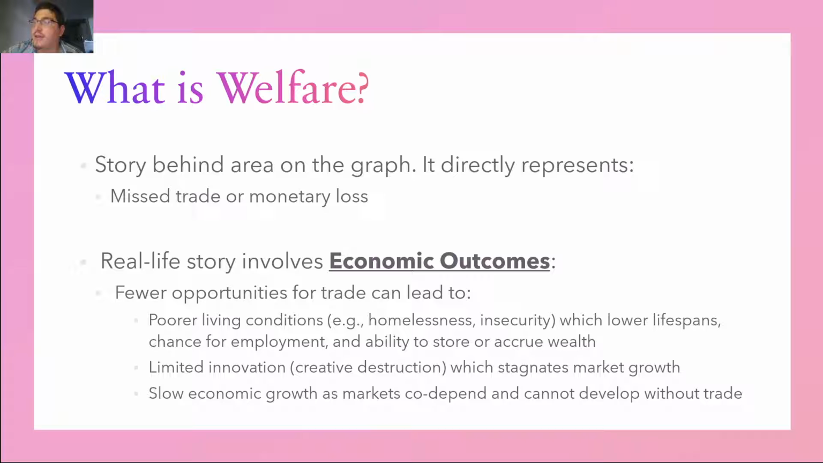Markets codepend. They depend on many other markets. The home market, right? Almost all employment depends on the housing market. If you want to hire workers, they need a place to live. If they can't find a place to live, they can't work. It's as simple as that. So it's going to limit economic growth. It's going to limit all these advantageous trades all the way down the line.